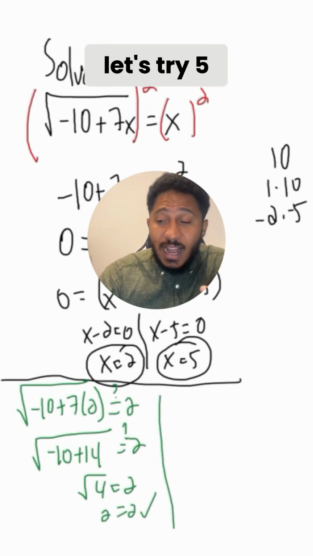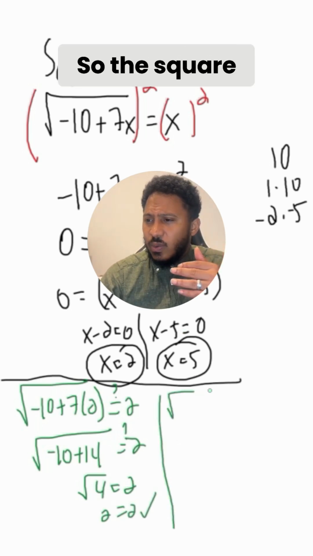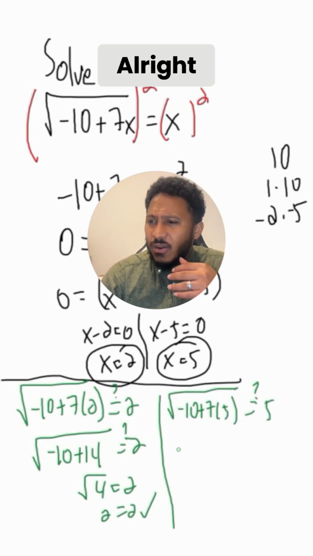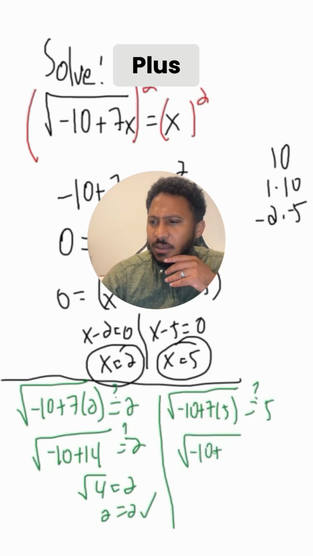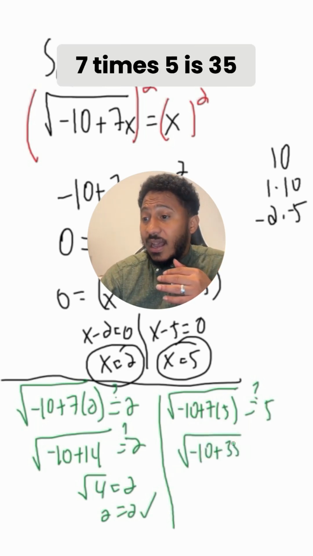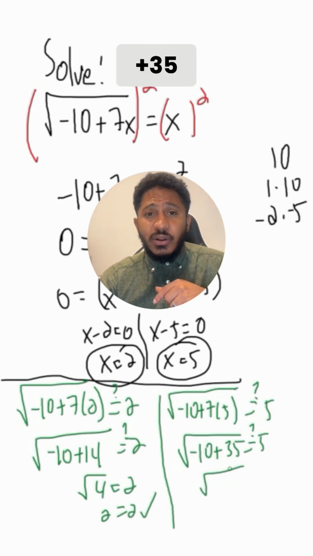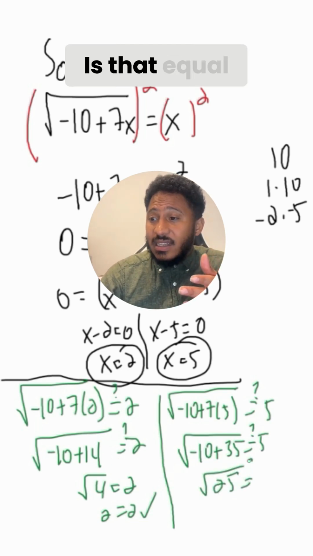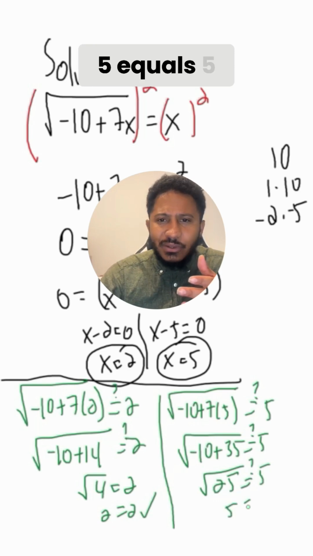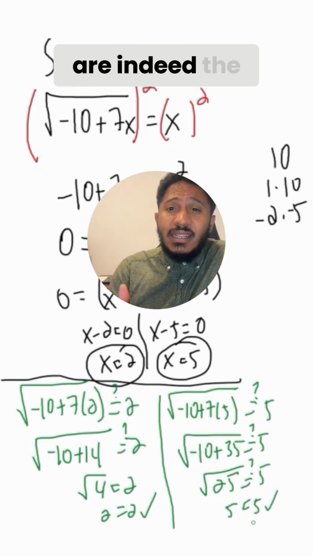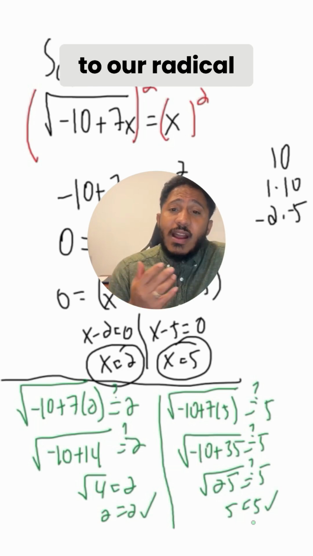All right, let's try 5. So we've got to check both. The square root of negative 10 plus 7 times 5. Is that equal to 5? Let's see. The square root of negative 10 plus 7 times 5, which is 35. Is that equal to 5? Well, the square root of negative 10 plus 35 is 25. Is that equal to 5? It sure is. 5 equals 5. So both of these solutions check. So both of these are indeed the solutions to our radical equation here.